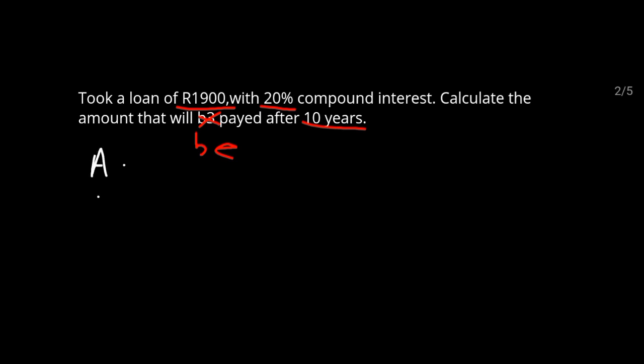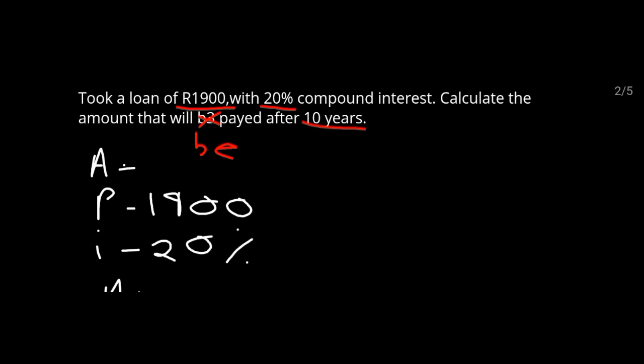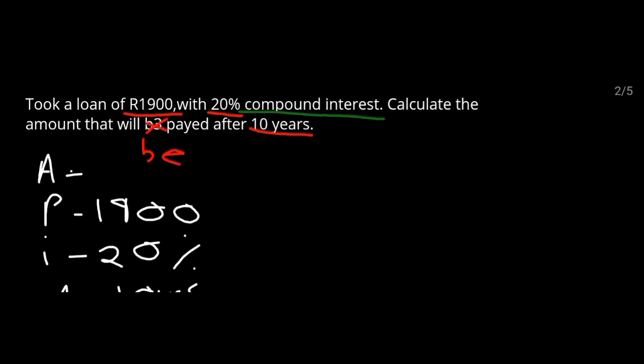So let's lay down our data. Barry, you took a loan of 1,900. You took a loan. This is the first amount, the money you started with. You asked for a loan of 1,900. Therefore, we consider it as the first amount. So with 20%, we already know that is our interest, compound interest though. Note that. And then calculate the amount that will be paid after 10 years. So after 10 years, how much will he owe with compound interest at 20%.